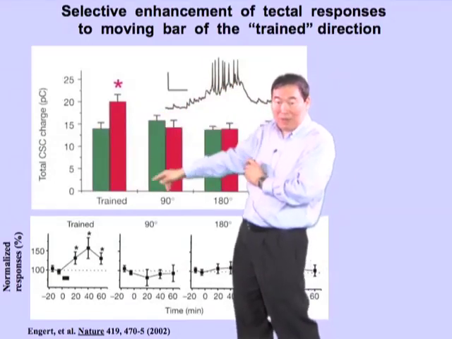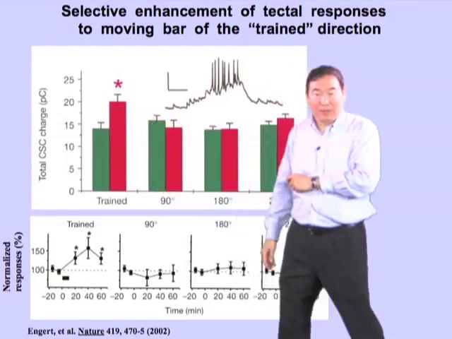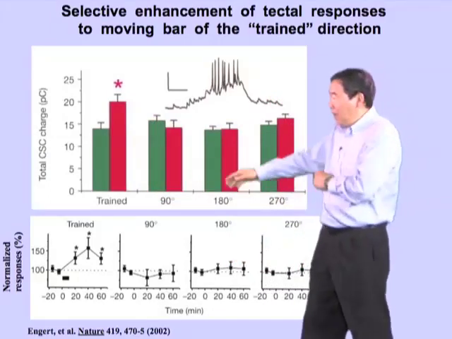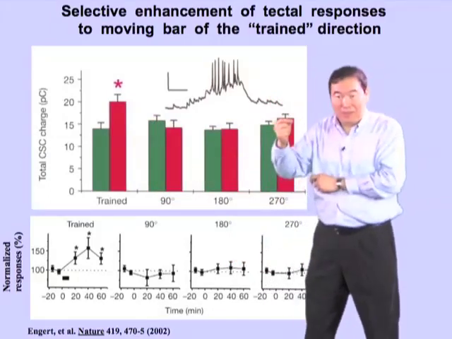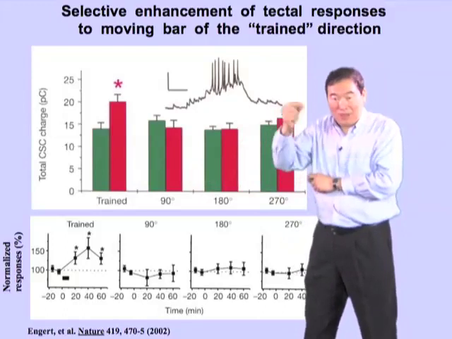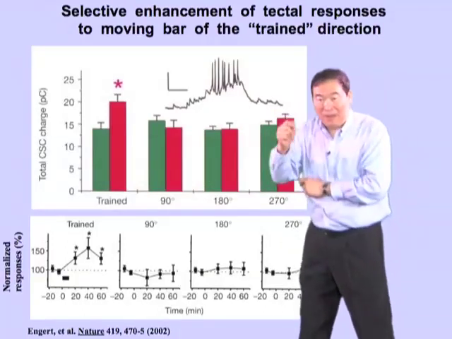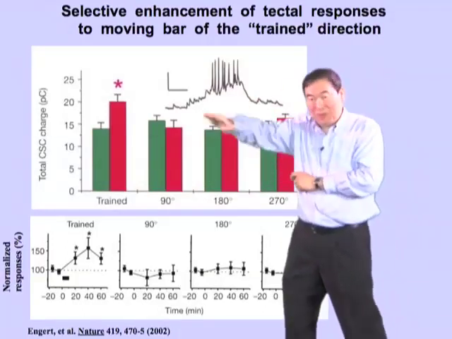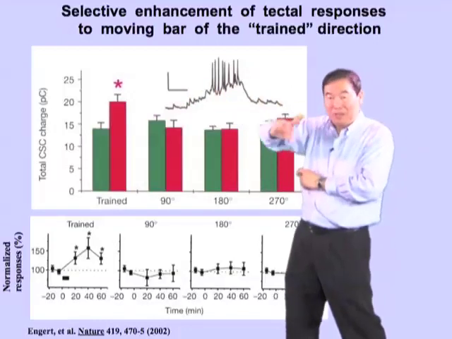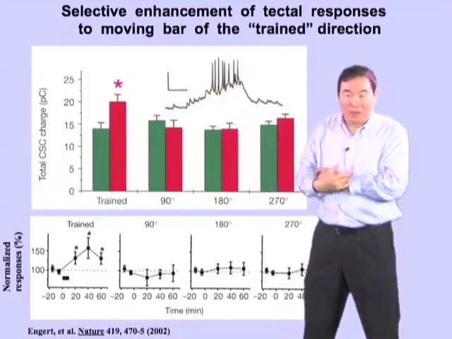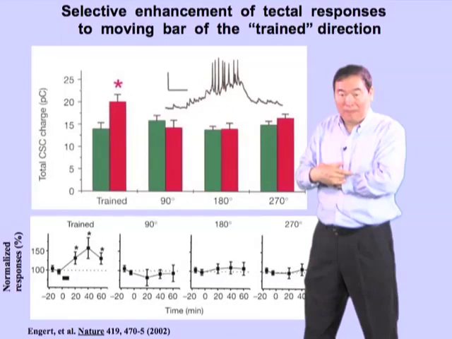When you test with the direction that was trained, the same cell becomes direction selective after it was exposed to a particular direction of stimulus 40 times.